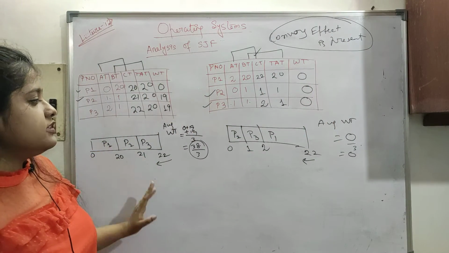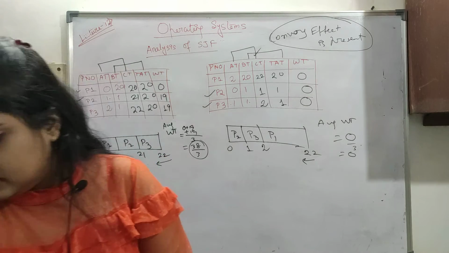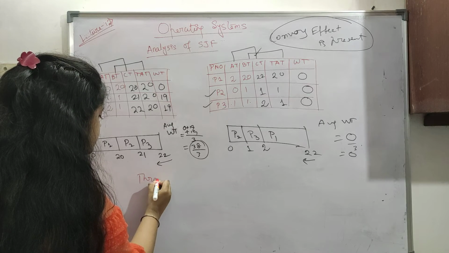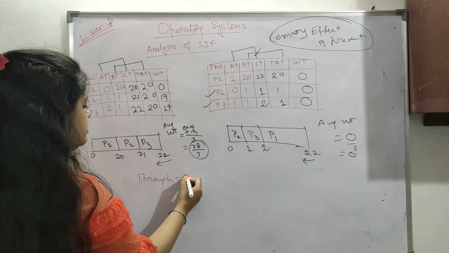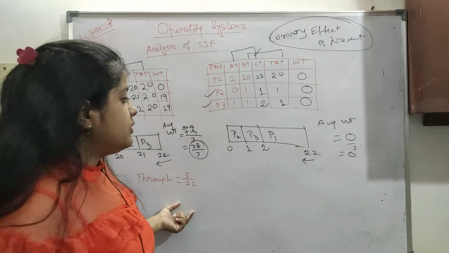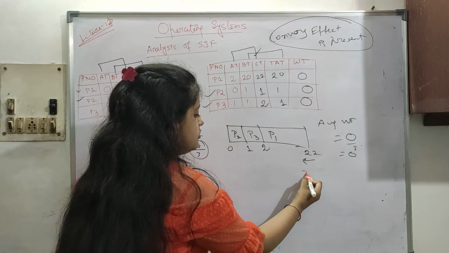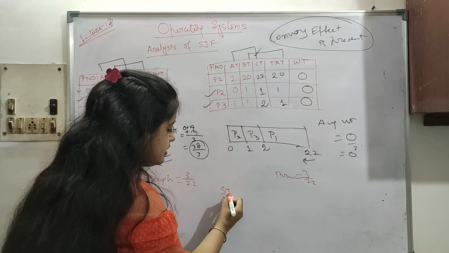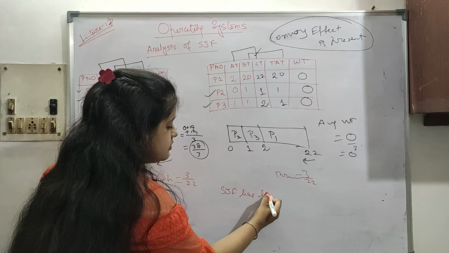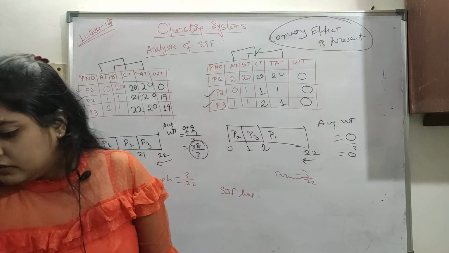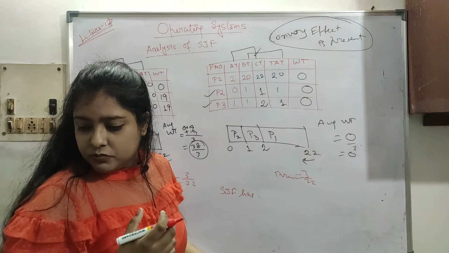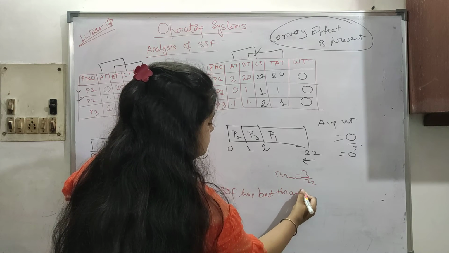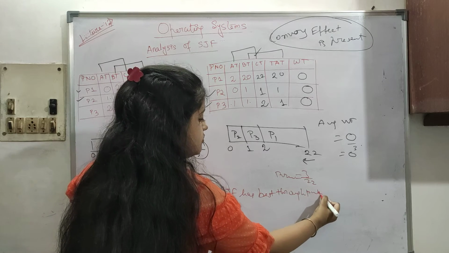One important aspect we have to see, let me write it in red pen, is the throughput. Throughput is the number of processes per unit time. So here it is 3 by 22, 3 processes per 22 units of time. Here also it is the same, 3 by 22. One important thing is that SJF gives the best throughput possible. SJF has the best throughput possible.